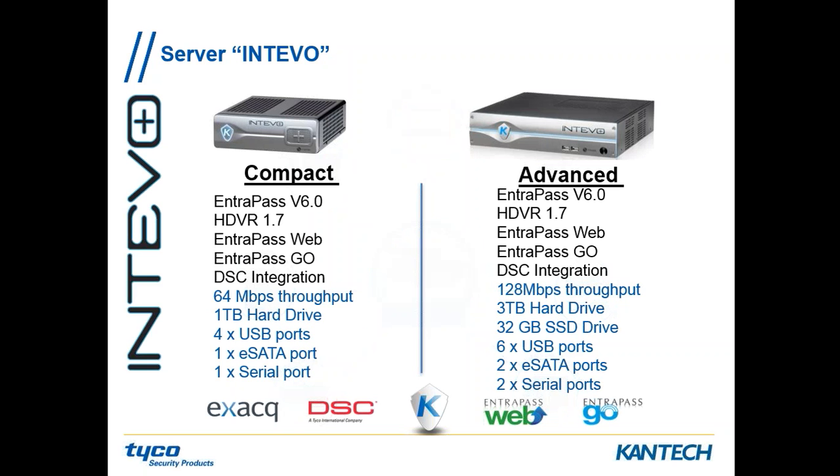Now let's take a look. The compact comes with the EntraPass. If we buy an INTEVO now, it will come with the 605, and now it comes with exacqVision. You have EntraPass Web, EntraPass Go. The small one allows you to have 16 IP cameras. The advanced one allows you to have 32 IP cameras. Now, of course, normally you have exacqVision with IP and with analog cameras, but the exacqVision in the INTEVO is only IP cameras.